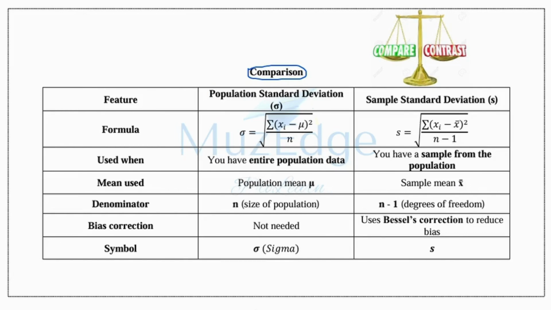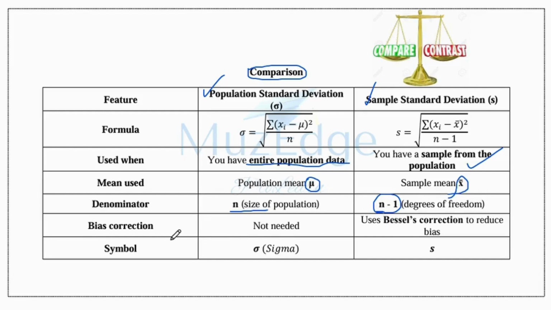Let's compare the population standard deviation and the sample standard deviation. Used when? Use the population formula when you have data for the entire population. Use the sample formula when you only have a subset or sample of the population. Mean used. In the population formula, we use the population mean, mu. In the sample formula, we use the sample mean, x bar. Denominator. For the population, we divide by n, the total number of values. For the sample, we divide by n-1.